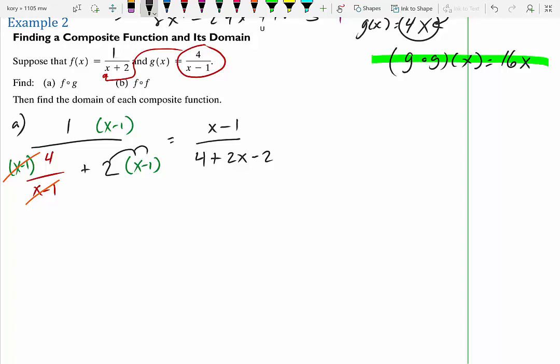Can we combine like terms here? Yep. So we have x minus 1 over 2x plus 2. Is this simplest form? No. How do we get into simplest form?